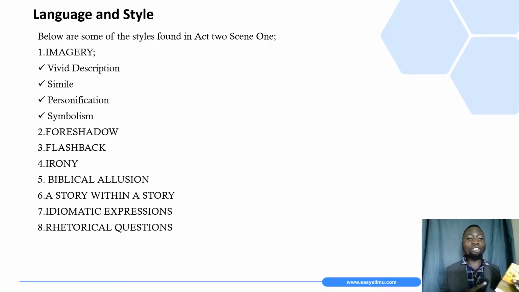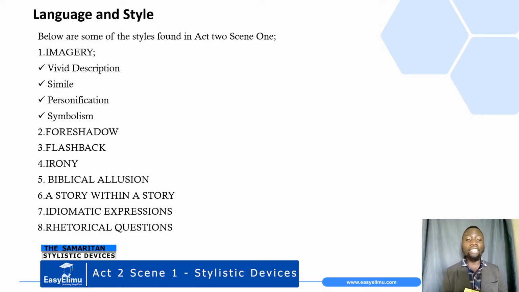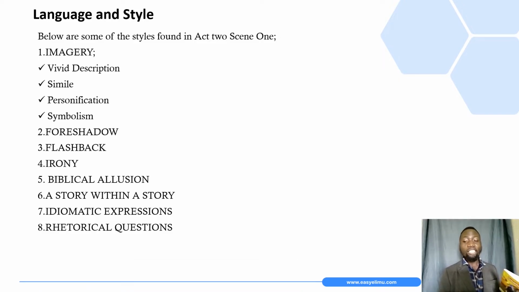We are also going to look at the second style, that is foreshadow. Then we also have a flashback. There is also irony. We have biblical allusion. Then there is also a story within a story in this scene. Next, we are going to be looking at idiomatic expressions. Then lastly, we are going to wrap it up with rhetorical questions, that is by looking at a rhetorical question as a style used in this scene.